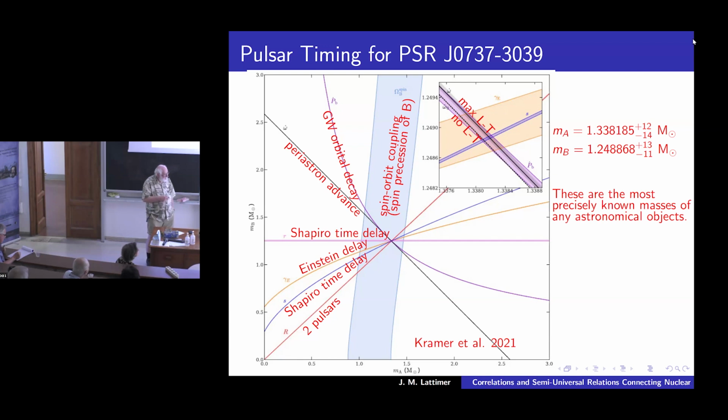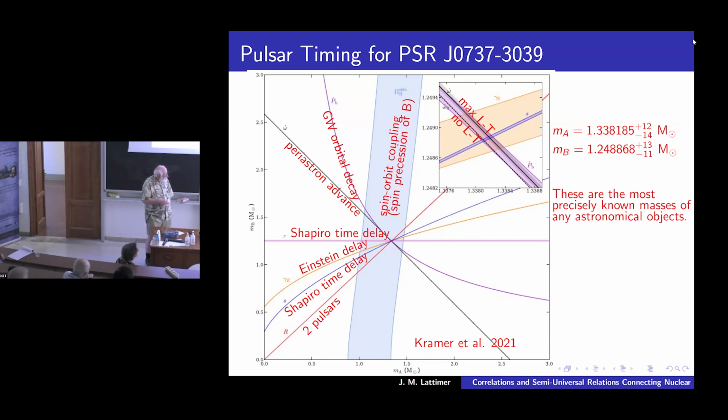We also observe, because the system is edge-on, Shapiro time delay, which is the extra time that it takes a pulse from the main pulsar, the more massive star, as it goes in and out of the line of sight of the other star. There's an additional, smaller time delay. And so that gives us two quantities, one of which pretty precisely measures the mass of the companion star, and the other one is a combination of the two masses. There's also an additional kind of time delay called Einstein delay, which gives us another constraint that looks like this.